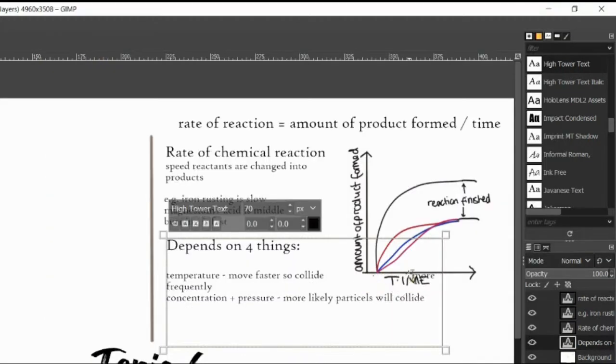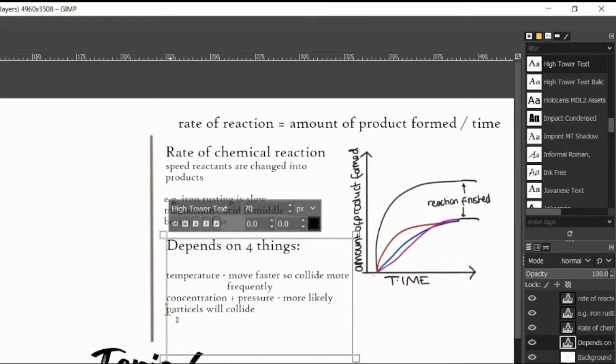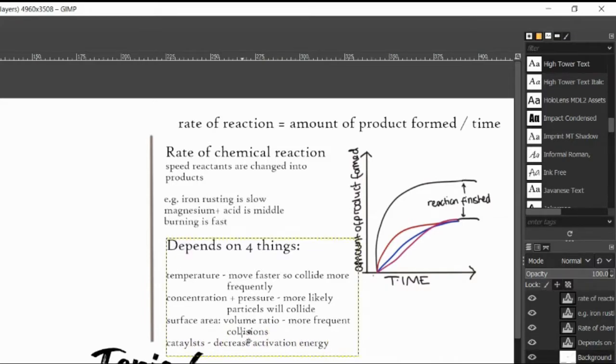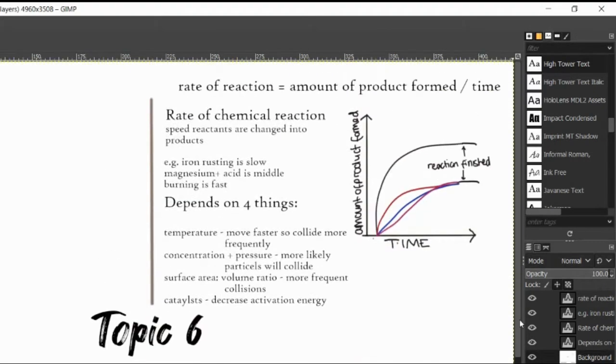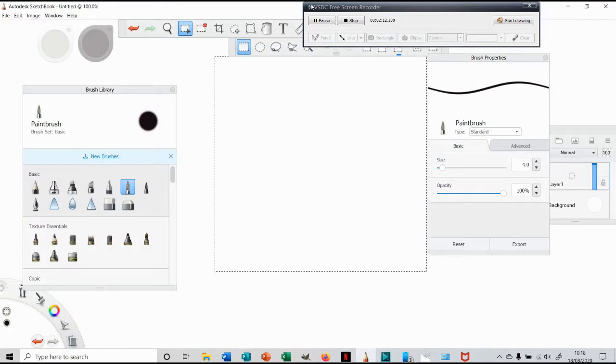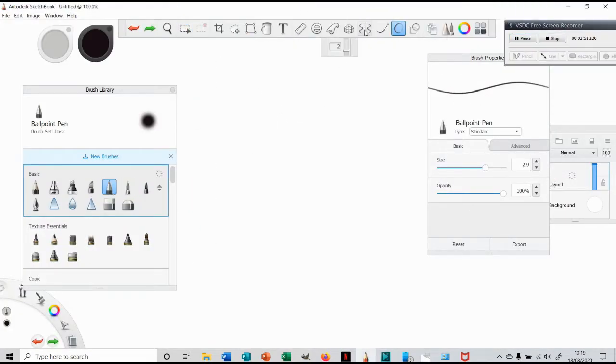Concentration and pressure both make it more likely that particles will collide as they increase. The higher the surface area to volume ratio, the more frequent collisions. Catalysts decrease the activation energy by providing an alternate place to react, which needs less energy. Enzymes are biological catalysts.